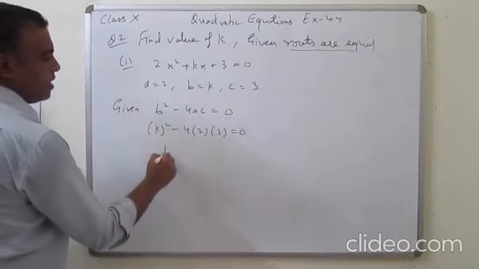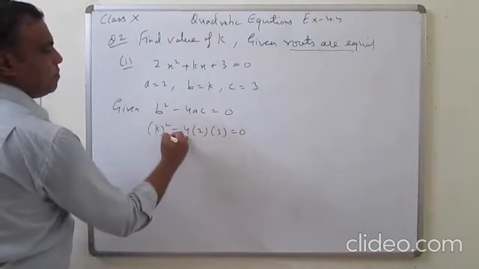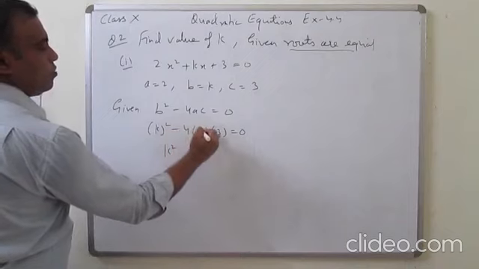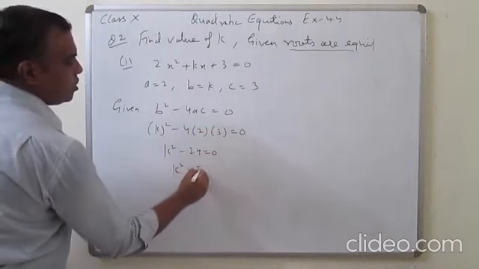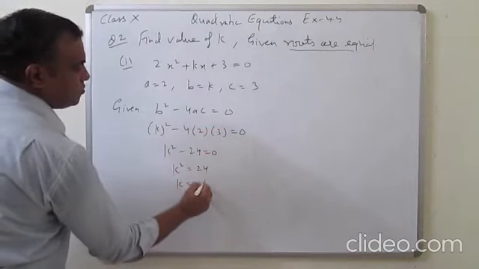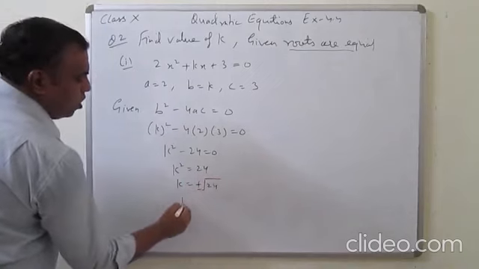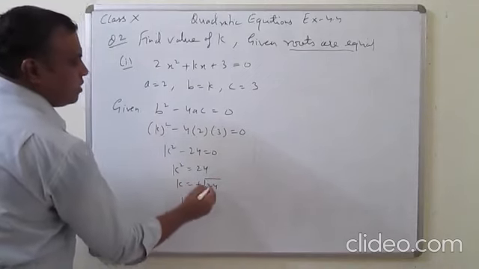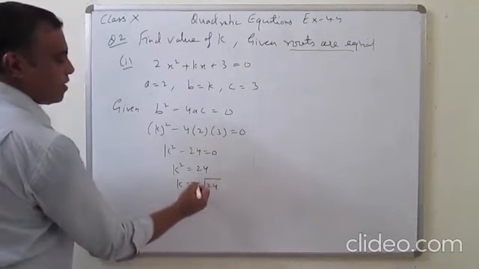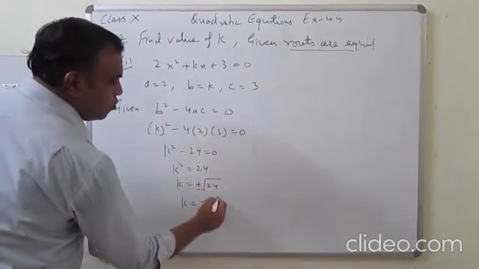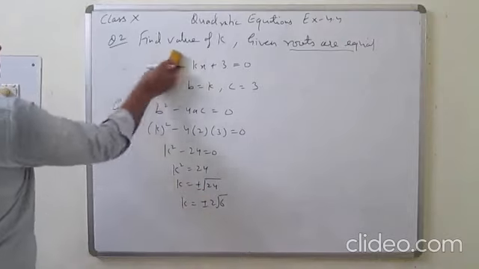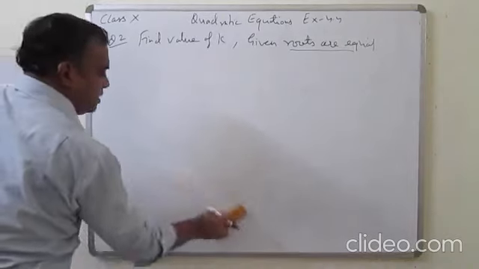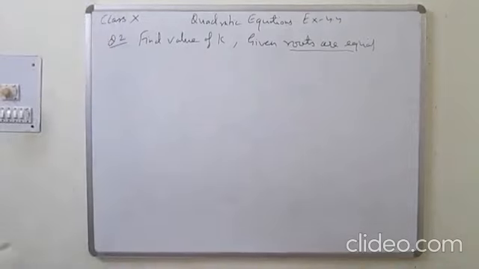You will get k square minus 4 into 2, 8 into 3, 24, minus 24 is equal to 0. So k square is equal to 24, k is equal to plus minus root 24, or you can write plus minus, 4 6 are 24, root of 4 comes out as 2, so 2 root 6. Now I will take second part. Condition is same, roots are equal.